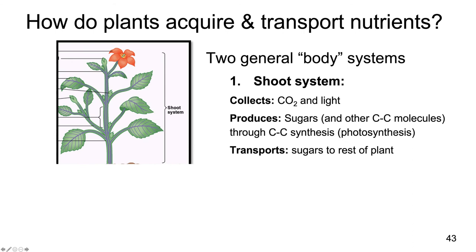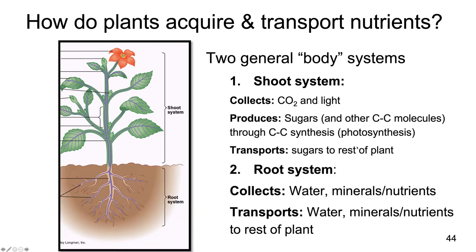And photosynthesis actually forms these carbon-to-carbon molecules. So it links the carbon molecules in CO2 together into more energy-rich, reduced carbon-to-carbon molecules like sugars. And then it'll transport those sugars and other carbon-to-carbon molecules to the rest of the plant. And the rest of the plant is the root system.